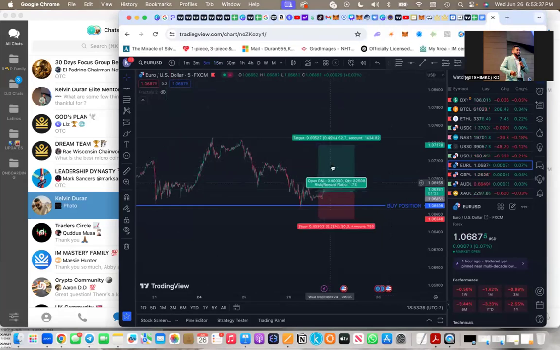Boom, positive. If you guys took this trade, drop a 111 in the chat box. If this is making sense, drop a 111 in the chat box. Okay, this is making sense.